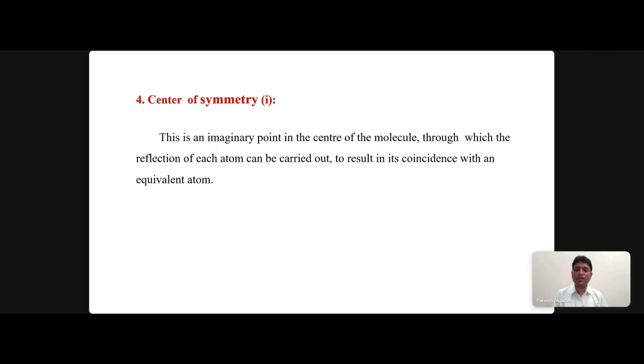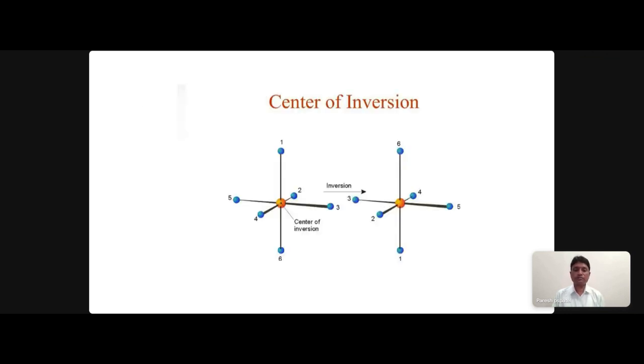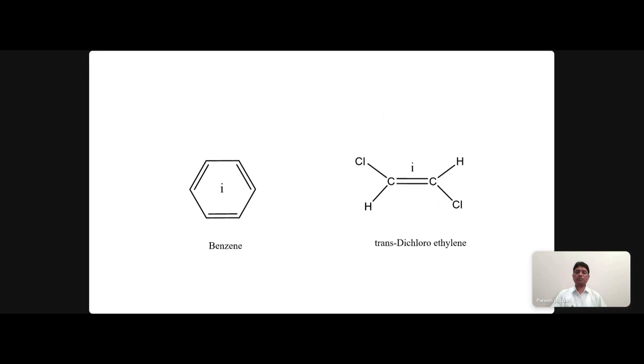And if we operate the center of symmetry on the molecule, the positions of the atoms change. This is the symmetry operation of inversion, the center of inversion, which inverts that molecule. So the benzene molecule consists of i, and so does trans-dichloroethylene. If we operate center of symmetry on trans-dichloroethylene, the positions of both the chlorines and hydrogens change.